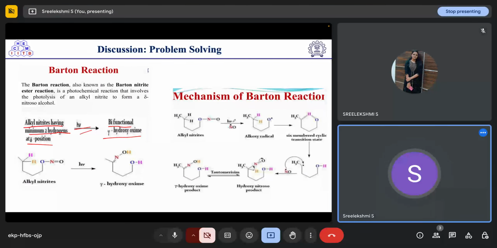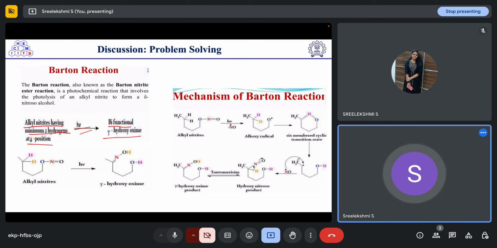First, upon this photochemical exposure, this NO radical will leave to form this alkoxy radical. Then again, that can abstract this proton, and that will form this OH and a radical at this center through this six-membered cyclic transition state.